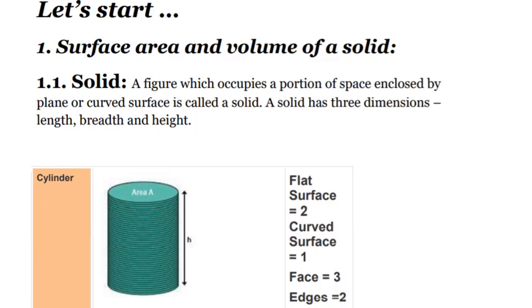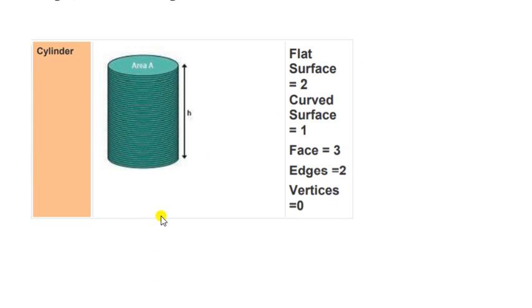First example is the cylinder. See here, this is a solid shape, and it is also closed. You will get many examples of solids. For this cylinder, a water pipe is one example. Here, you have to find the number of flat surfaces. How many? Two, because the top one and the bottom one are flat surfaces. Number of curved surfaces, exactly one: the middle one is the curved surface. Number of faces, definitely three, because this is the top face, this is the bottom face, and this is the middle curved face. So the total number of faces is three.